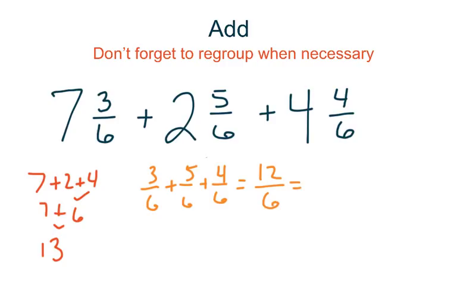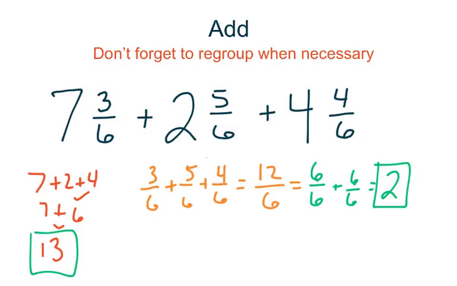When I regroup 12/6, I notice that there are 2 6/6 in 12/6, or 2 wholes. So I'm going to take my 2 wholes and I'm going to take my 13 and I'm going to add those together. And 13 plus 2 more gives me 15 as my final answer. Doesn't have to be a mixed number if it doesn't end up being a mixed number.